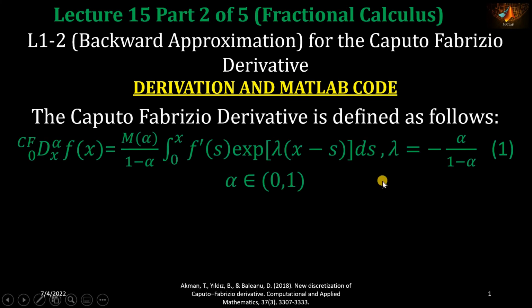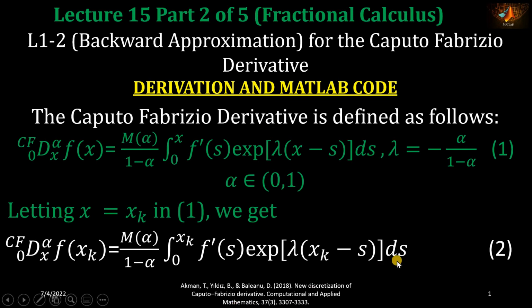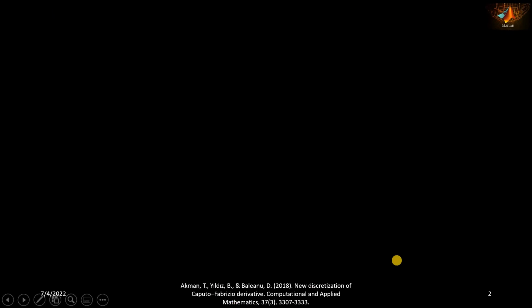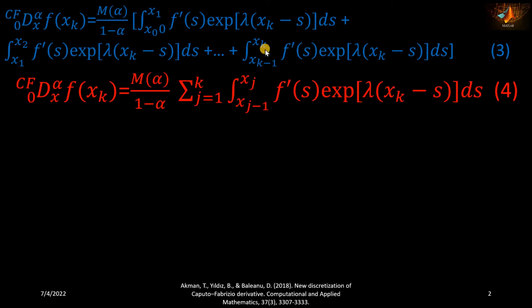Once again, as you can see, equation 1 represents the Caputo Fabrizio derivative. Now in equation 1, I am going to replace x by xk, and if we do so, we will have equation 2. After that, in equation 2, the interval of integration 0 to xk has been broken into several integrals, as you can now see in equation number 3. After that, I have written equation number 3 in a compact form, as you can now see in equation number 4, by using the summation notation.